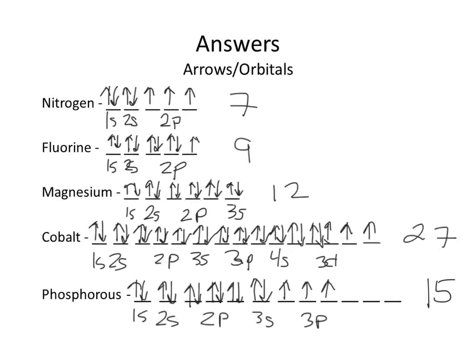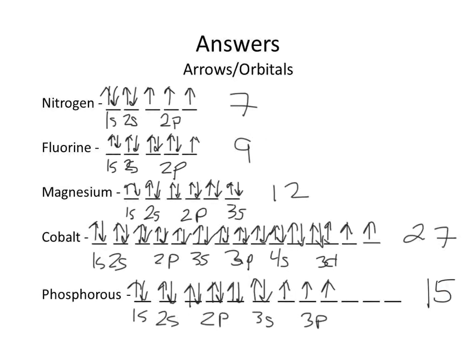Okay, here are the answers that you should have gotten. Hopefully you can read my handwriting here. I've given you the number of electrons that you should have here, and your arrow count should equal the number of electrons that you've put down. So there's the number of electrons for magnesium, cobalt, phosphorus, nitrogen, etc. The number of arrows you have here should be the number here.